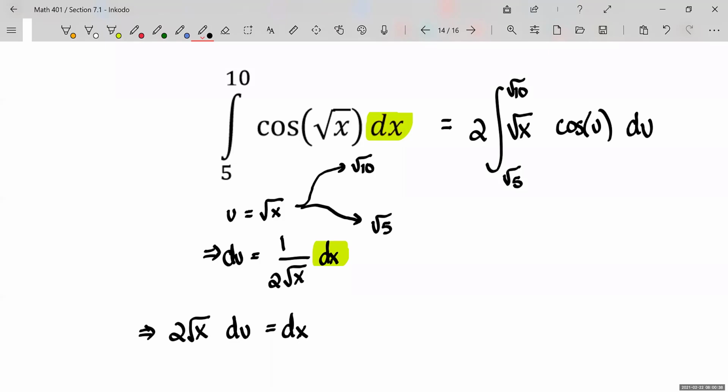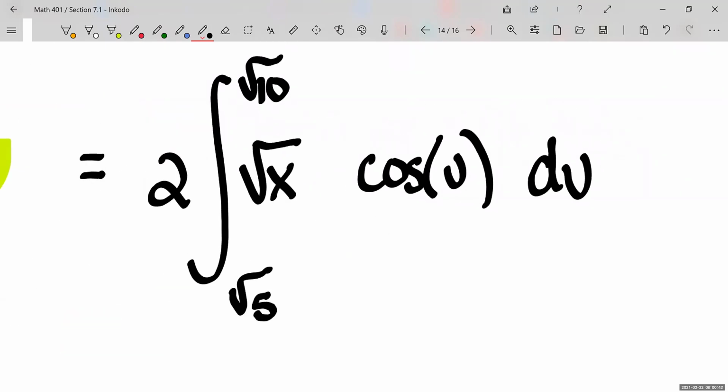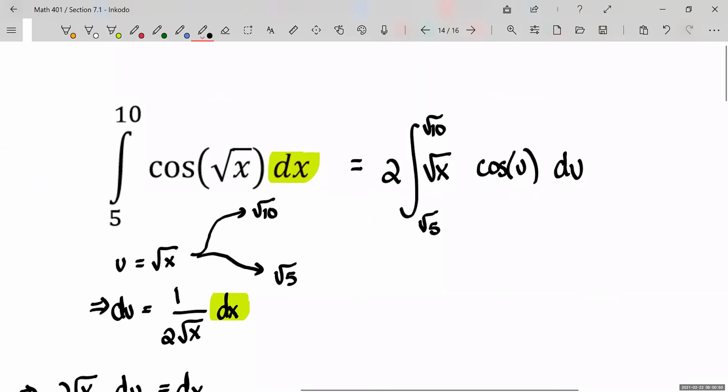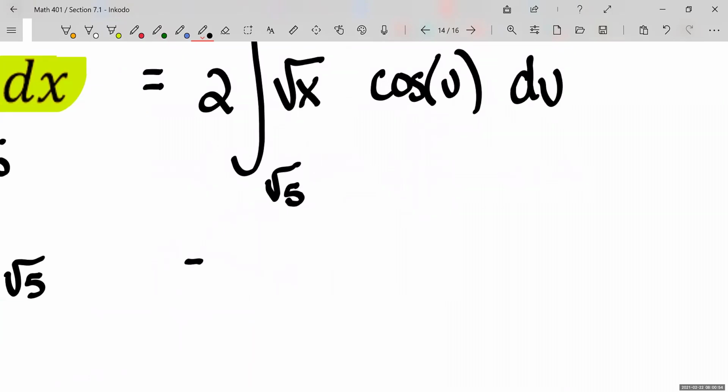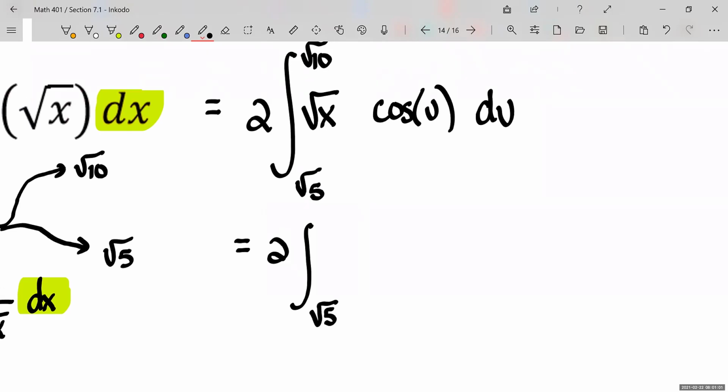Okay. But notice we still have a mixture of variables in there. This is an integral with respect to u, and yet I have an x in here. But luckily, the square root of x, I happen to know, is just u. So I'll go ahead and say this is the same thing as 2 times the integral from root 5 to root 10 of u cosine of u du.